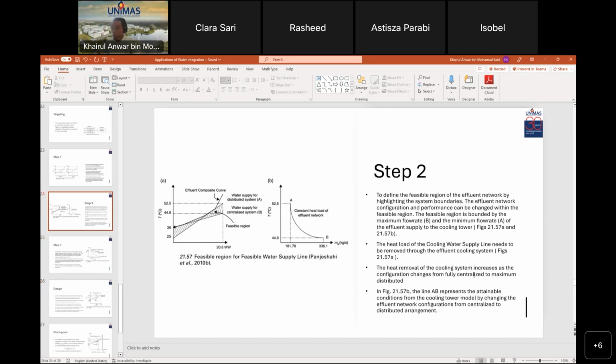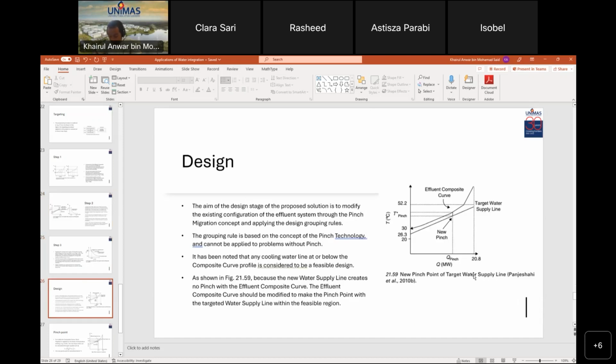In figure 21.57b, the heat removal of the cooling water system increases as the design configuration changes from parallel to maximum reuse, A to B.